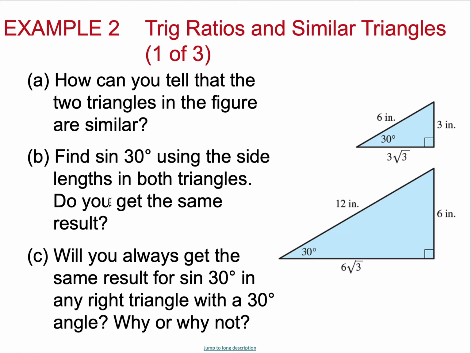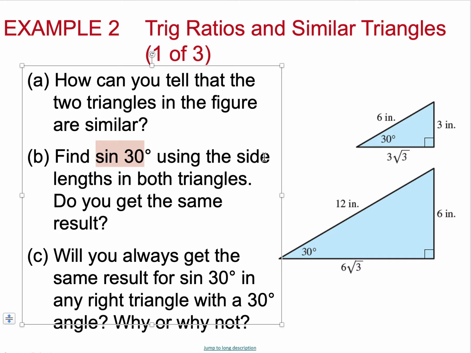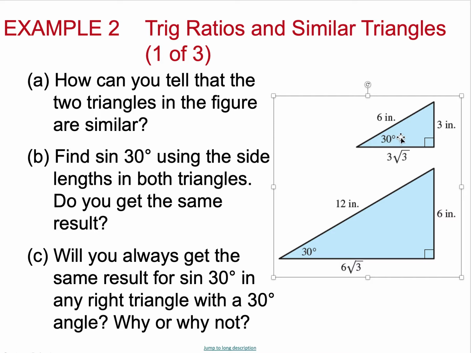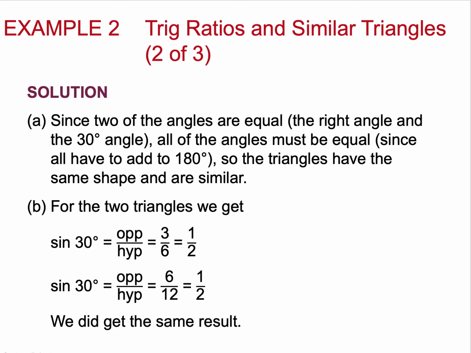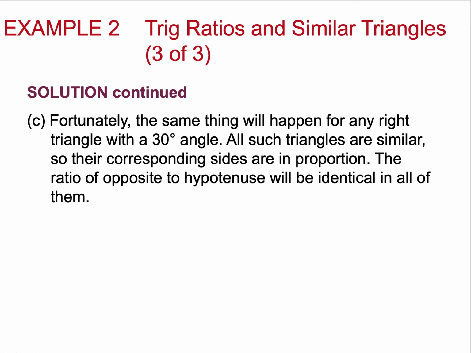And then if I look at the sine of 30 in each triangle, so I'm here at 30, 3 is opposite, 6 is hypotenuse. So we get 3 divided by 6, or 1/2. 6 is opposite, 12 is hypotenuse, 6 over 12 reduces to 1/2. So it should make sense that if the triangles are similar, so are their trigonometric ratios. The same thing will happen for any right triangle with a 30-degree angle because that third angle has to be equal.